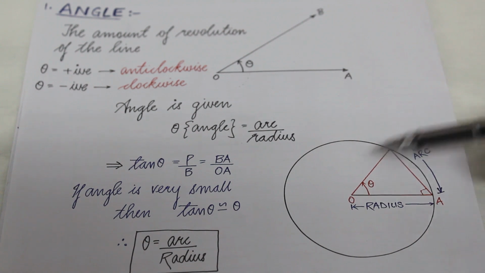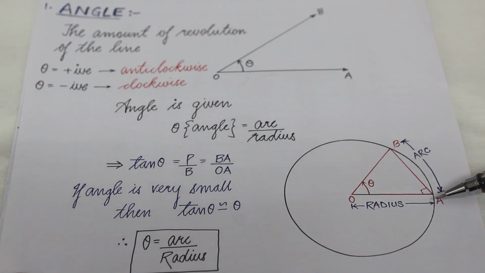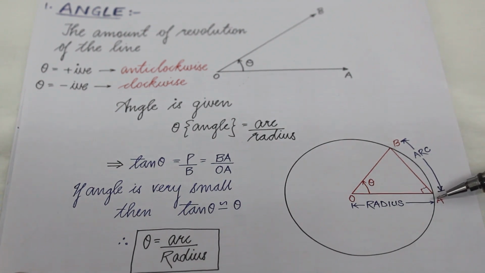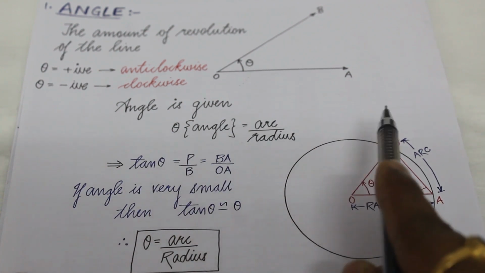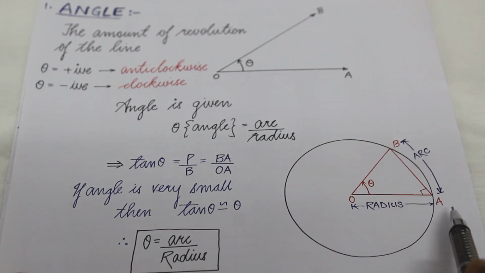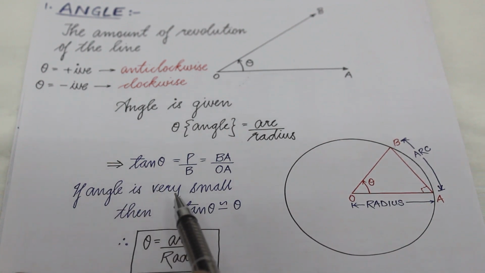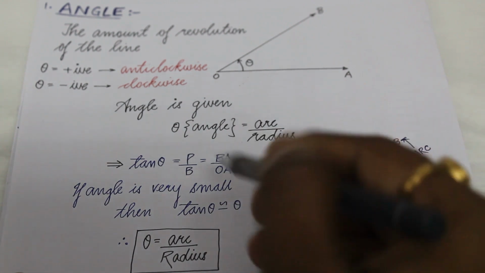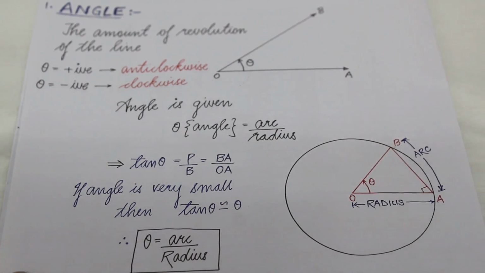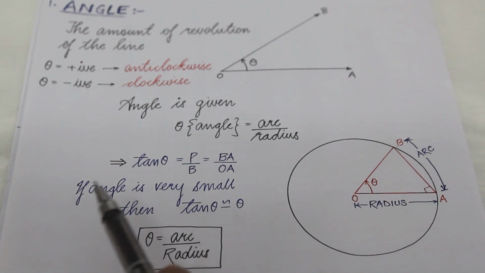So here now BOA is a right angle triangle, and we can apply trigonometric ratios which you have learnt in class 10th. So tan theta is equal to perpendicular upon base. Here the perpendicular is AB, whereas base is OA, the radius. If the angle is considered to be very small, then tan theta is almost equal to theta. Now why does this happen? You will learn later on. We'll study tan series, then you will be able to learn why tan theta is almost equal to theta when the angle is very small.